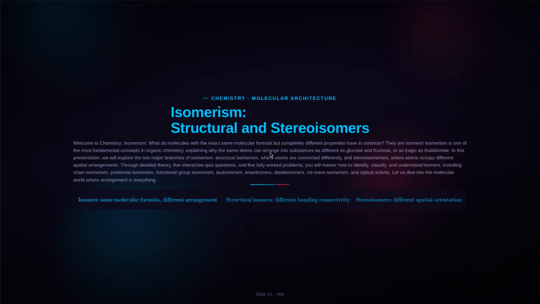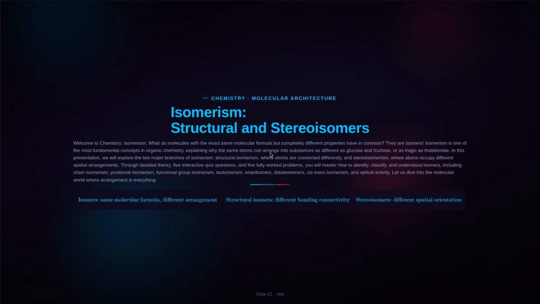Welcome to chemistry. Isomerism. What do molecules with the exact same molecular formula but completely different properties have in common? They are isomers. Isomerism is one of the most fundamental concepts in organic chemistry, explaining why the same atoms can arrange into substances as different as glucose and fructose, or as significant as enantiomerically pure drugs.